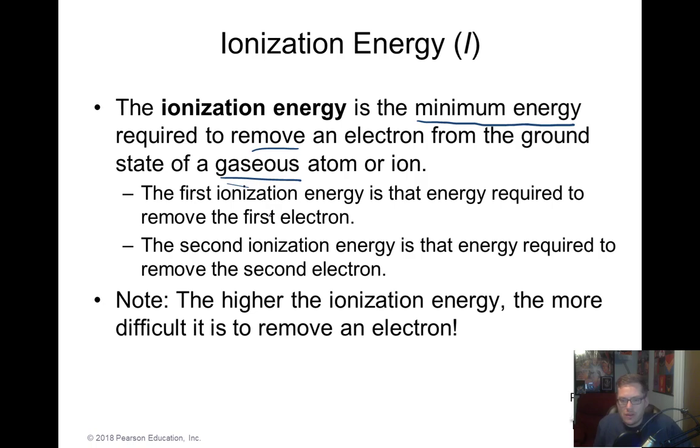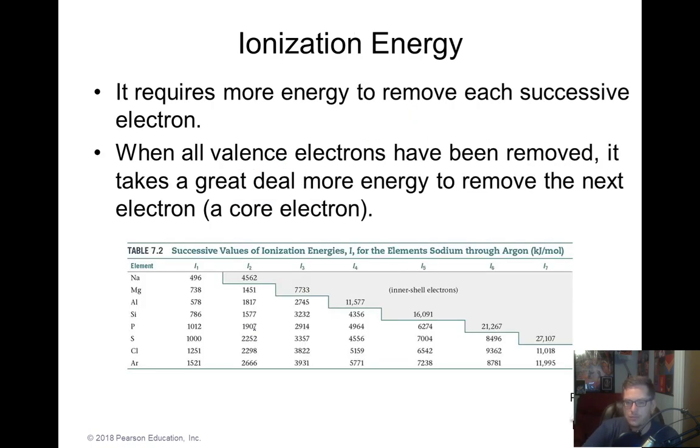There are several different ones you need to pay attention to. First ionization energy is the energy required to remove the first electron. Second ionization energy is the energy required to remove the second. Third ionization energy removes the third, and so on. Generally, the higher the ionization energy, the more difficult it is to remove the electron. You're thinking about how many joules you need to remove that electron; the more joules it takes, the harder it is. Generally, it requires more energy to remove each successive electron.